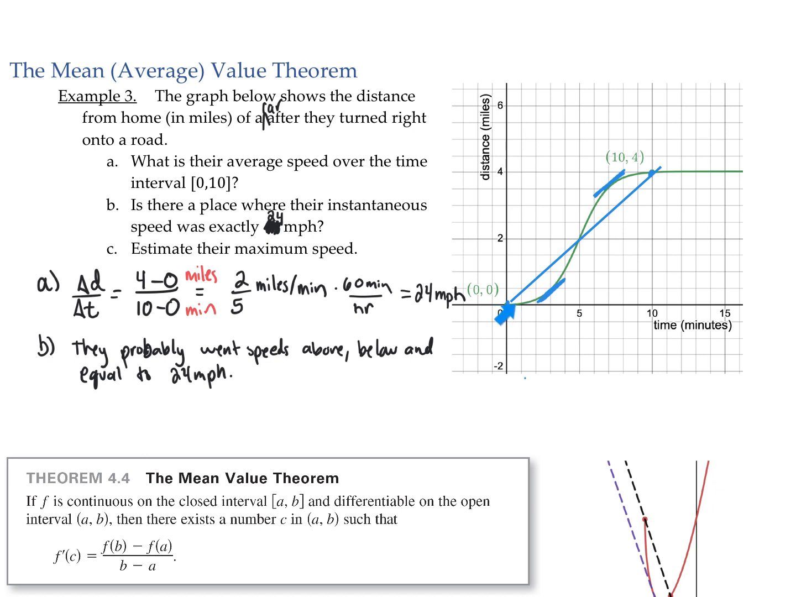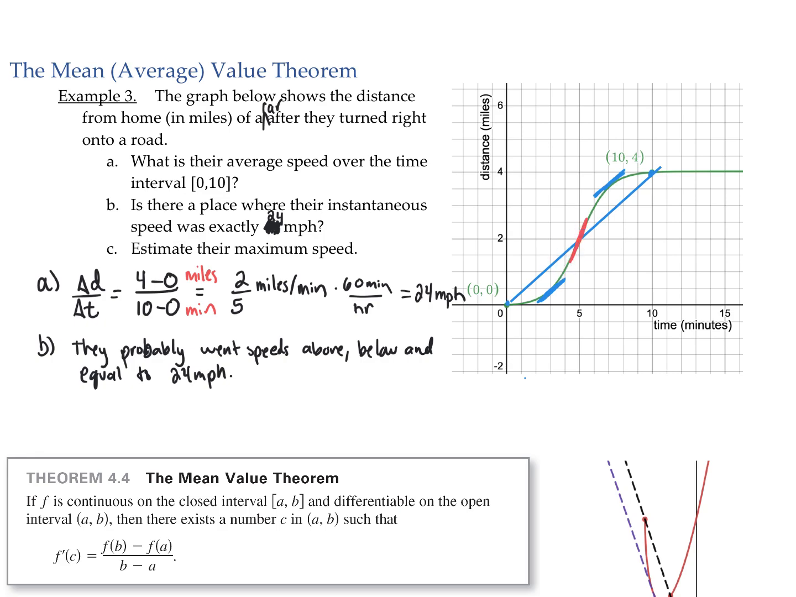So they started going slow, they accelerated, they reached their top speed right about here. That's where my slope is the steepest. And then maybe as they were nearing their destination, they gradually slowed down until it looks like they're going a slope of 0. So that would make sense for stopping. We have to remember that a car can't just instantaneously reach a certain speed without passing through all of the speeds in between. Okay, part C says estimate their maximum speed.